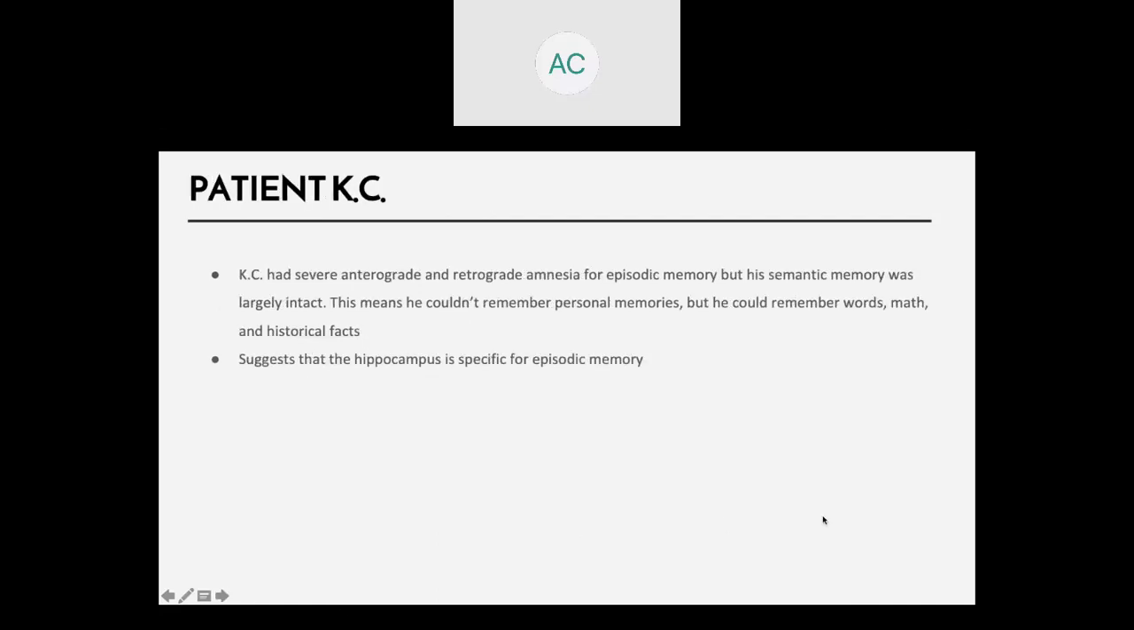Another case study that you learned about was patient KC. He had severe anterograde and retrograde amnesia, which means that, I believe, he had a motorcycle accident. So he had amnesia from before the accident, and he couldn't form new memories after the accident. But the amnesia was only for episodic memories, and his semantic memory was intact. So he couldn't remember personal memories, but he could remember words and math and historical facts, which is quite interesting. So again, this suggests that the hippocampus is specific for episodic memory, because they did know that he sustained damage to the hippocampus.